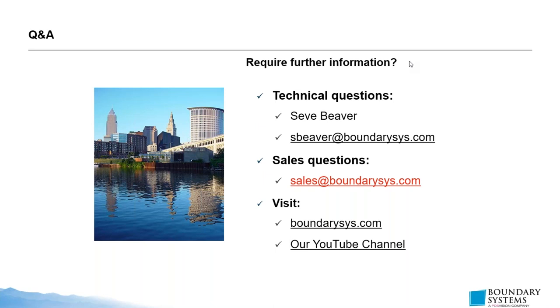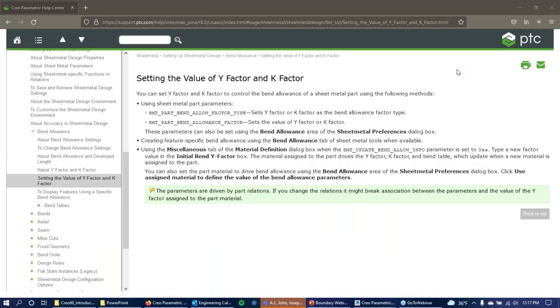So I have a question, and it is, how do you set up the K factor? I guess just a couple second description of what that means. In case you don't know, it just controls bend allowance of a sheet metal part through these various parameters. So how you're actually going to do this is through a config setting. So let's see if I can just pull this up.